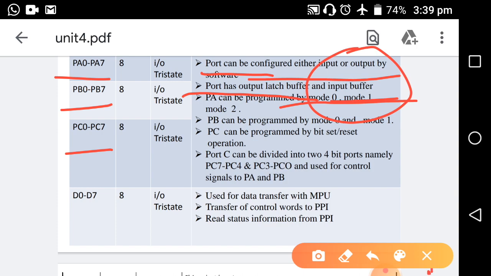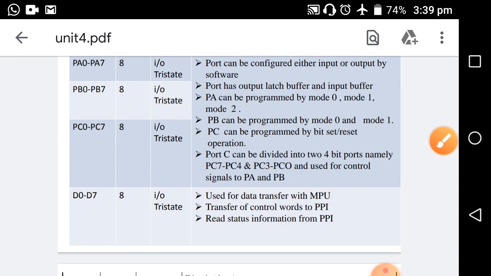So port A can be programmed by mode 0, mode 1 and mode 2. We have discussed that there are 2 operating modes, IO mode and BSR mode, and the IO mode is further divided into 3 modes: mode 0, mode 1 and mode 2. So port A can be programmed by mode 0, mode 1 and mode 2, but port B can be programmed by mode 0 and mode 1 only. And port C can be programmed in mode 0 only.